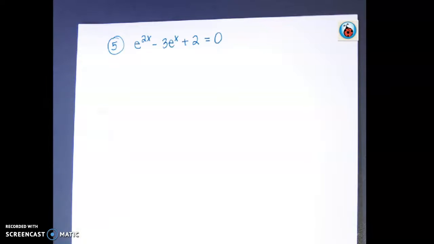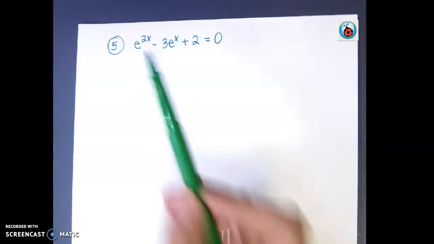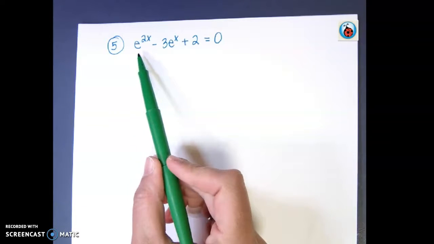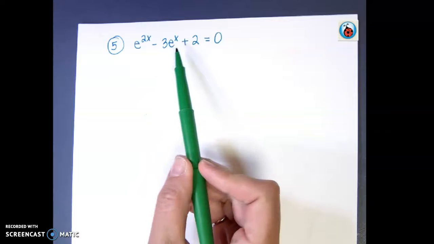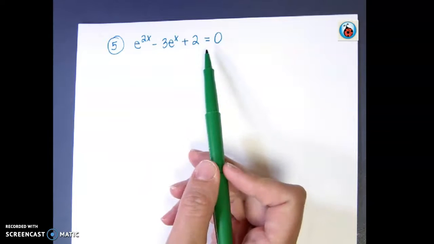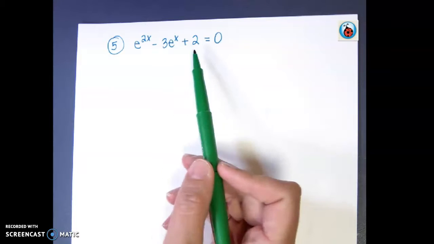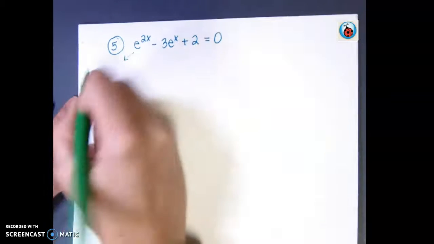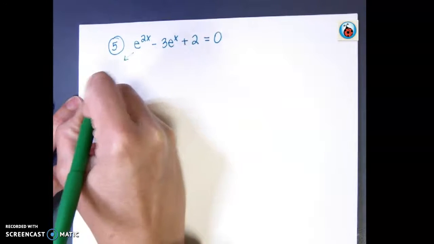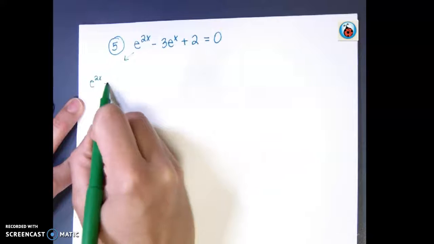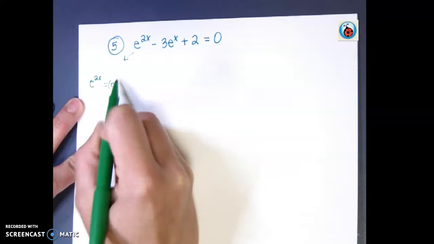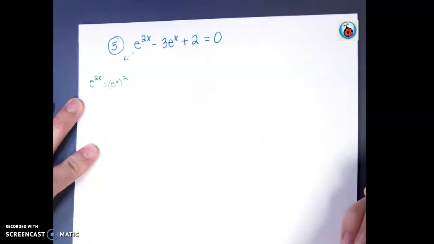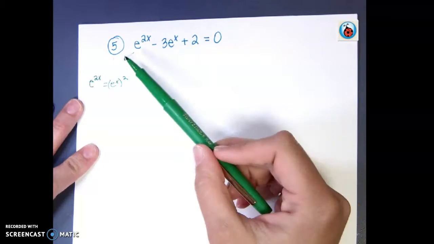Okay, so taking a look at number 5 on the Unit 4 Day 5 assignments. Because it's written in this way where it's e to the 2x minus 3e to the x plus 2, this is actually essentially a quadratic. So, just some little side notes here. e to the 2x is really the same thing as just having e to the x squared. Okay, so that's like having e to the x squared.